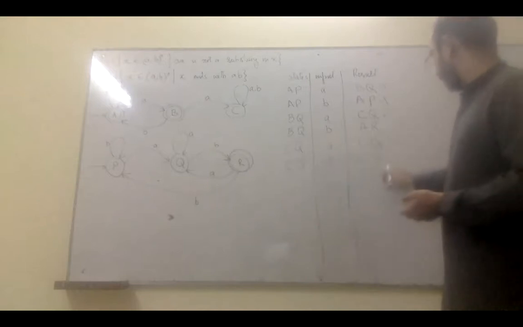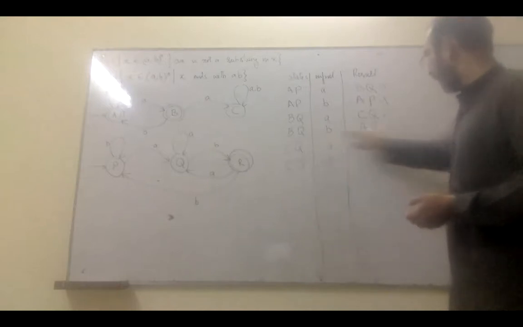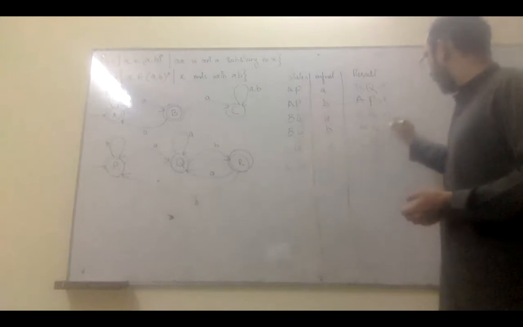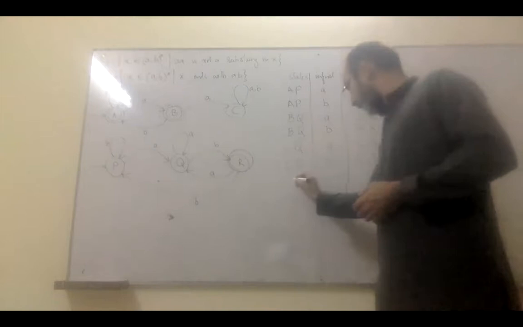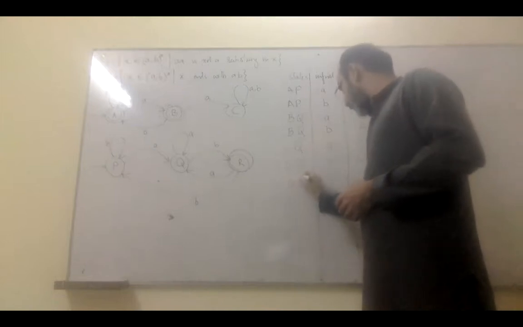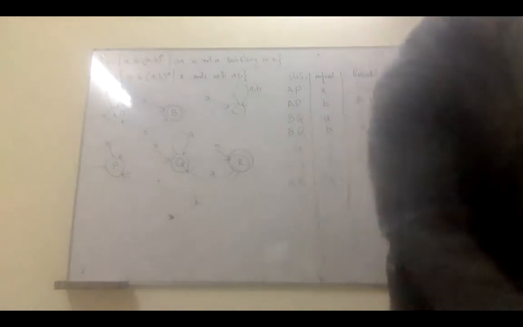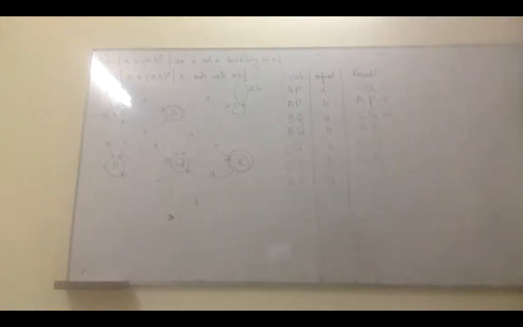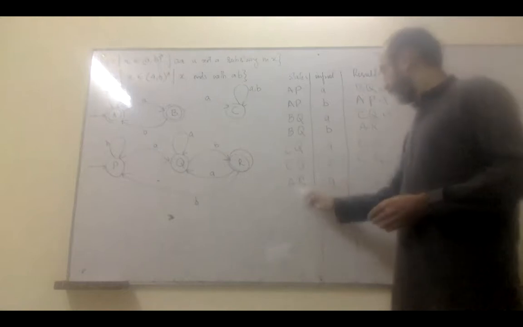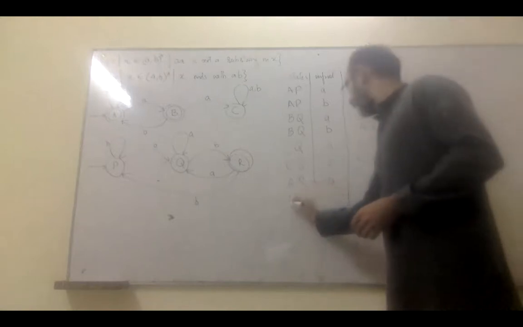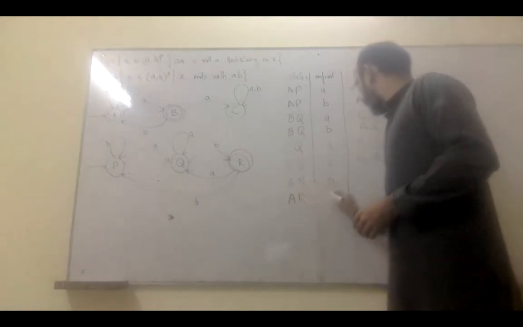Now this is complete. So after which AR. AR is not existing here, so this is now finished. So this is now AR, so I have to now continue with this AR. So AR with A and AR with B.